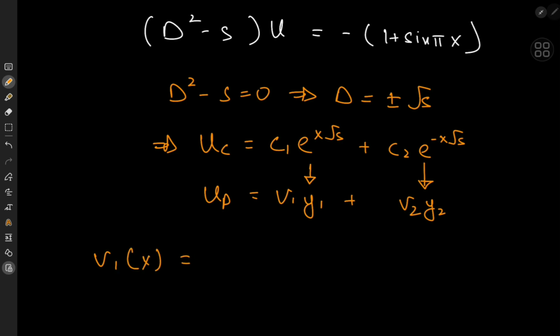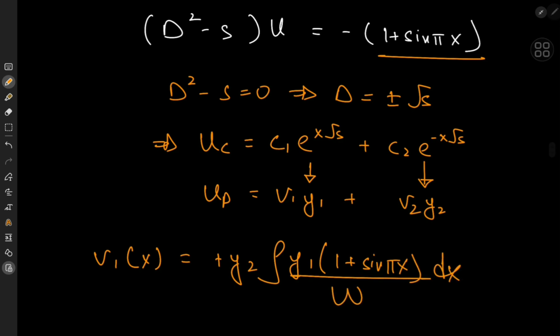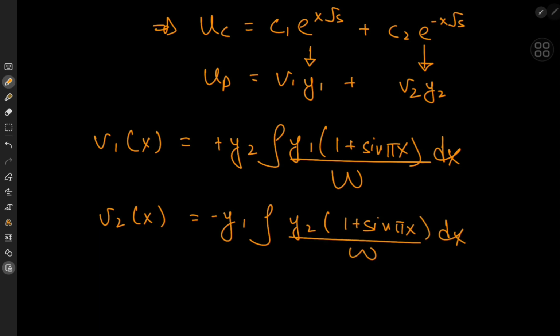We have v sub 1 of x being equal to negative y2 times the integral of y1 times whatever function you have on the right-hand side of your differential equation, which in this case is negative 1 plus sine pi x, divided by the Wronskian dx. And what exactly is the Wronskian in this case? I'll get to that in a moment. First, let me write the equation for v sub 2, which is y1 times the integral of y2, again negative 1 plus sine of pi x divided by W dx.